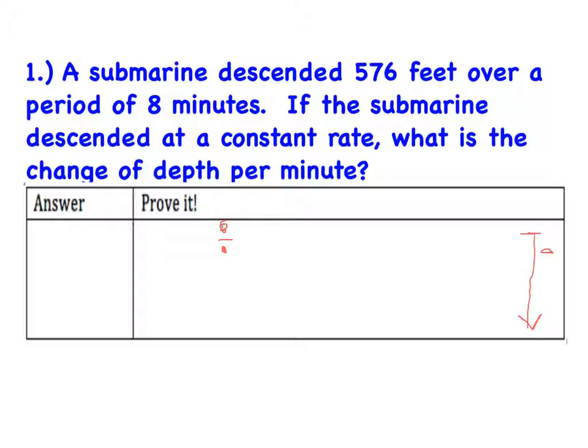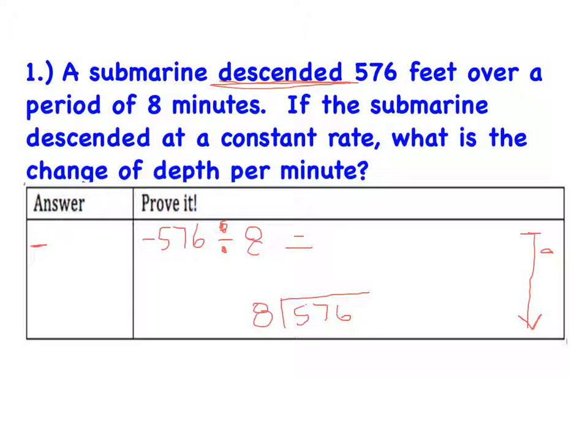Okay, and I already drew in my picture, and the keyword descended helps us to note that this is going to be a negative number, negative 576. And I'm dividing that by 8 minutes. Now, I know that a negative divided by a positive will give me a negative answer. And now I can use long division. I'm just going to divide the numbers without the signs because we've already figured out the signs.